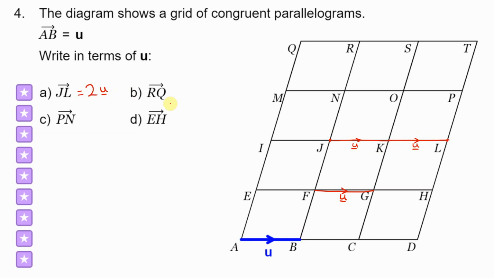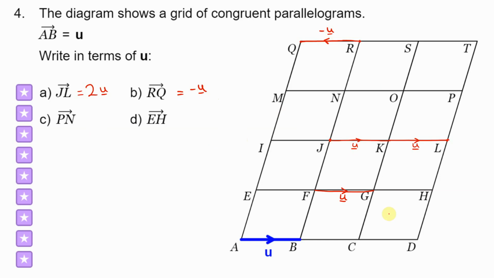Okay, how about RQ? Well, R is here, and Q is just to the left of it. Well, U is telling me to go one block to the right. So if I actually go one block to the left, that would be minus U, because I'm doing the opposite of what the positive U is. So that would just be minus U, and just one of them.